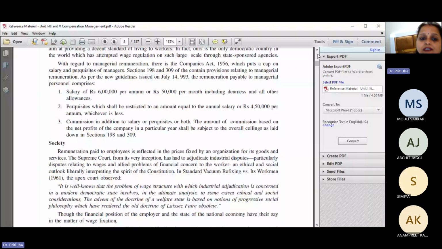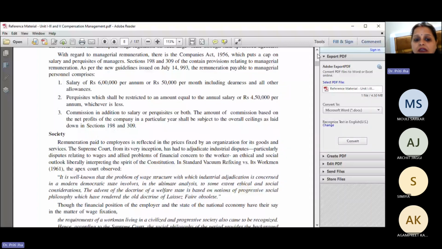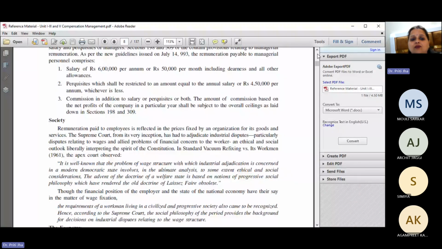Remuneration paid to employees is reflected in the prices fixed by an organization for its goods and services. The Supreme Court, from its very inception, has had to adjudicate industrial disputes, particularly disputes relating to wages and allied problems, with financial concerns to the worker, an ethical and social outlook, liberally interpreting the spirit of the Constitution. In Standard Vacuum Refining versus its workmen, the apex court observed.